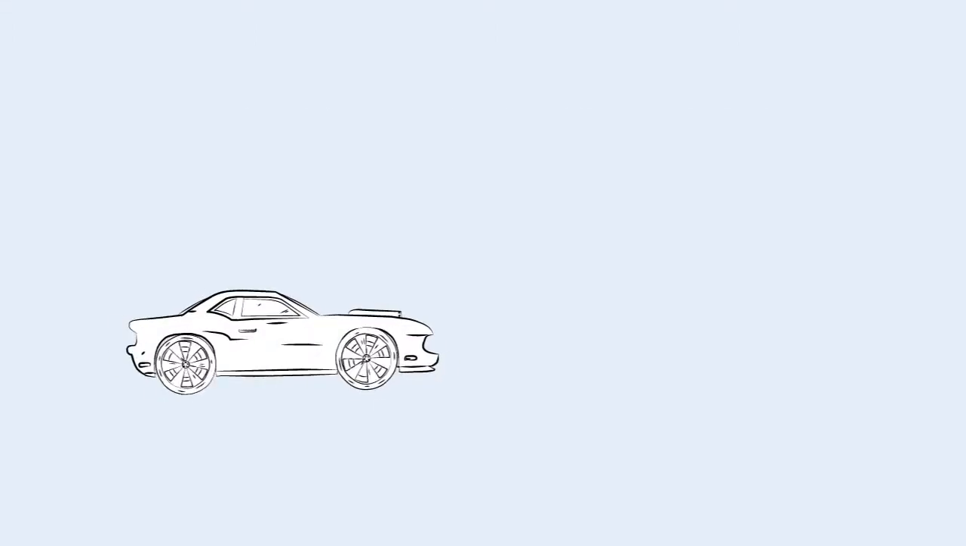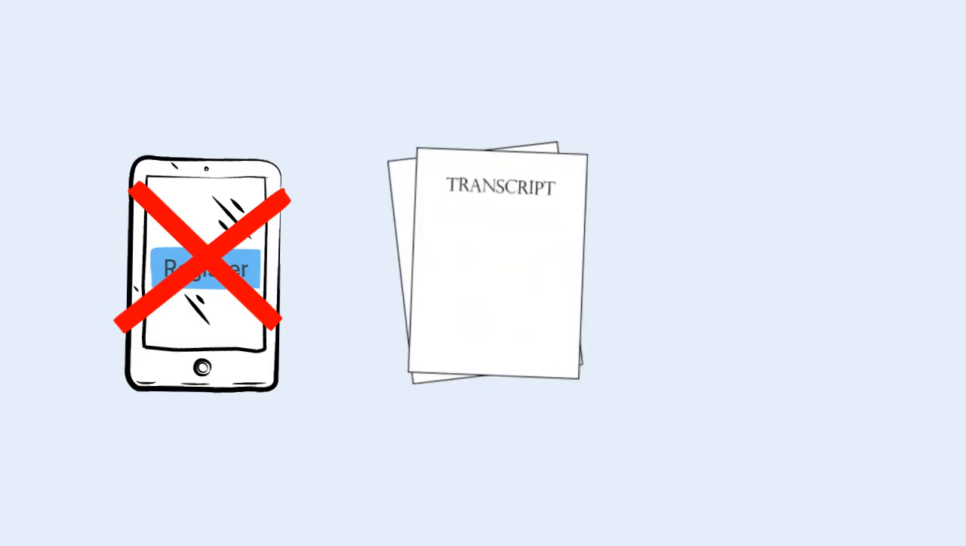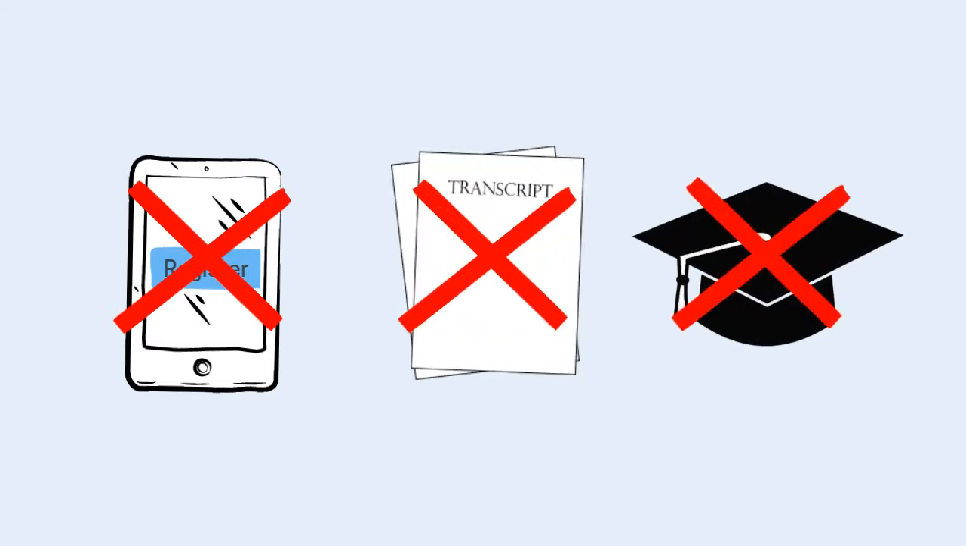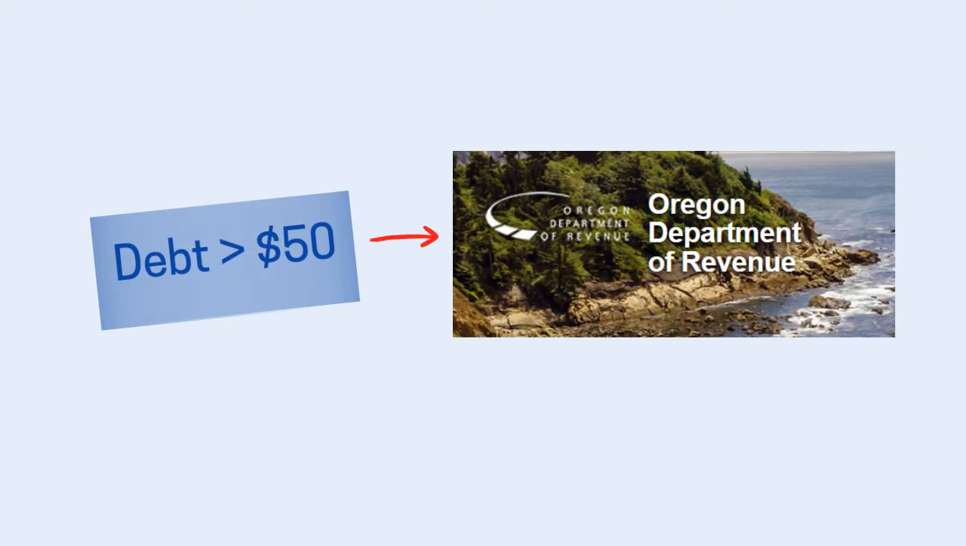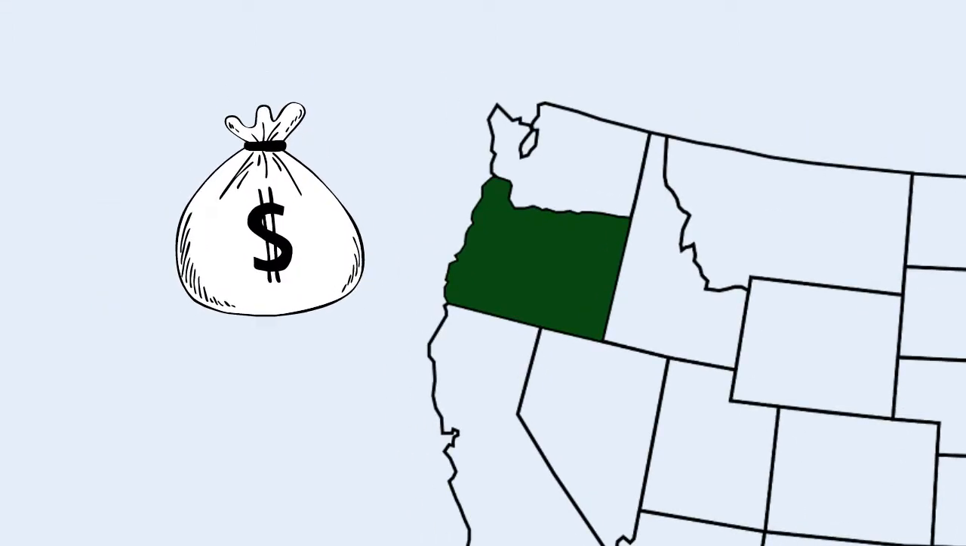You should pay all fines as soon as possible. If you have any library fines on your Bobcat Web account, even a single dollar, you won't be able to register for classes, order transcripts, or graduate. On the third week of every term, COCC also sends debts over $50 to the Oregon Department of Revenue. If that happens, you'll owe the state even more fees for collections.